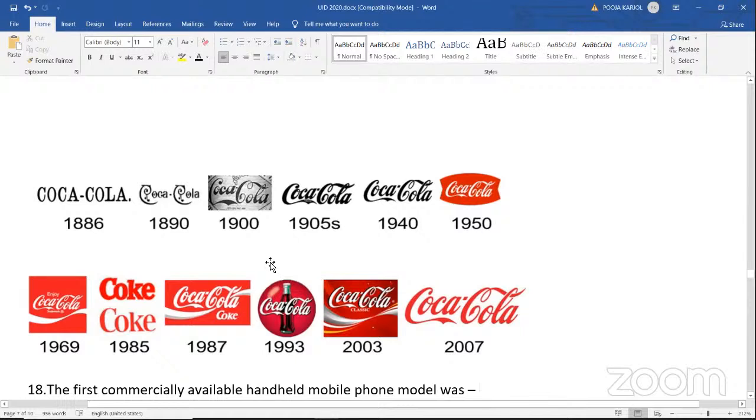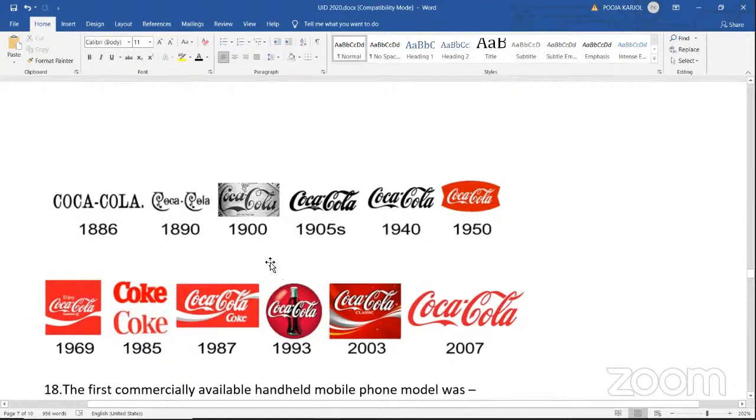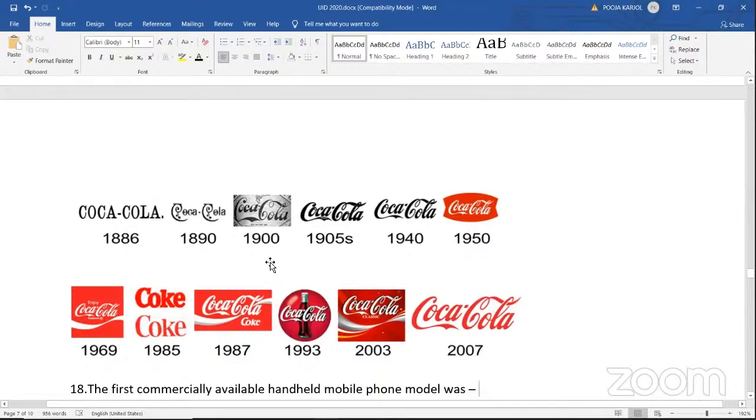Ma'am, but how can anybody get this correct? It's a very famous Coca-Cola logo changes, no? It's very famous. And I think it's the only one in the world apart from Apple, which is this famous. Any exam you see, most of the exams they ask Coca-Cola, at least once they'll ask. So it's something which, you know.